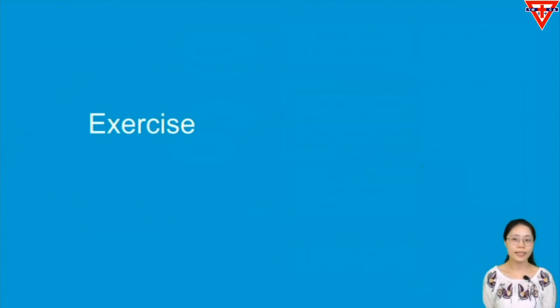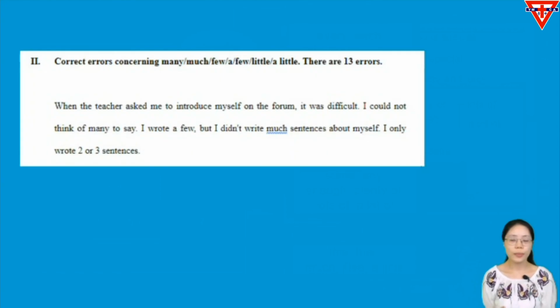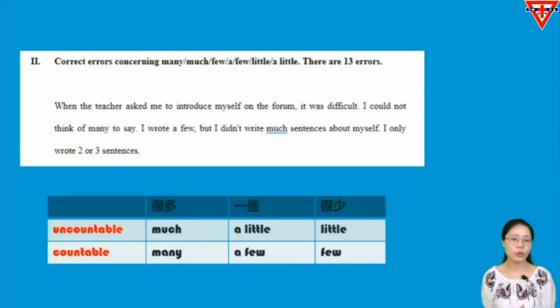Let's look at today's exercise. Task 2 is about the usage of quantifiers including many and much, a few and a little, few and little. The answers will be clear if we refer to this table. As the table shows, much, a little, little are used with uncountable nouns. Many, a few, and few are used with countable nouns. With this table in mind, we can confidently change I could not think of many to say to I could not think of much to say, as what I want to say describes an amount and is therefore uncountable.